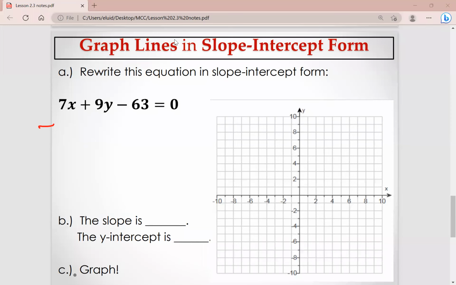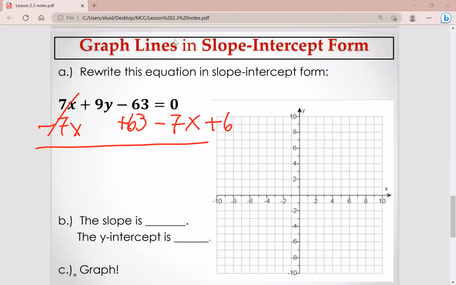Let's work on getting it there. We're going to solve for y. So I'm going to move that 7x by subtracting on both sides. At the same time, I'm going to get rid of that minus 63 by adding 63 on both sides. So kind of two things at once here.